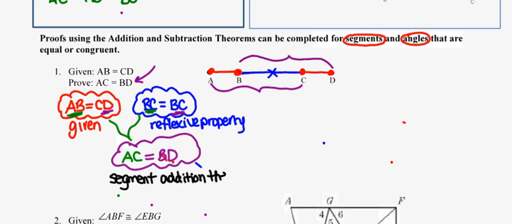And then the word theorem. Your reason when you're using any of these theorems is always going to consist of three parts. The first part is going to tell what geometric shape you're working with. The second part will be the operation, whether it's addition or subtraction. And then the last word will always be the word theorem.